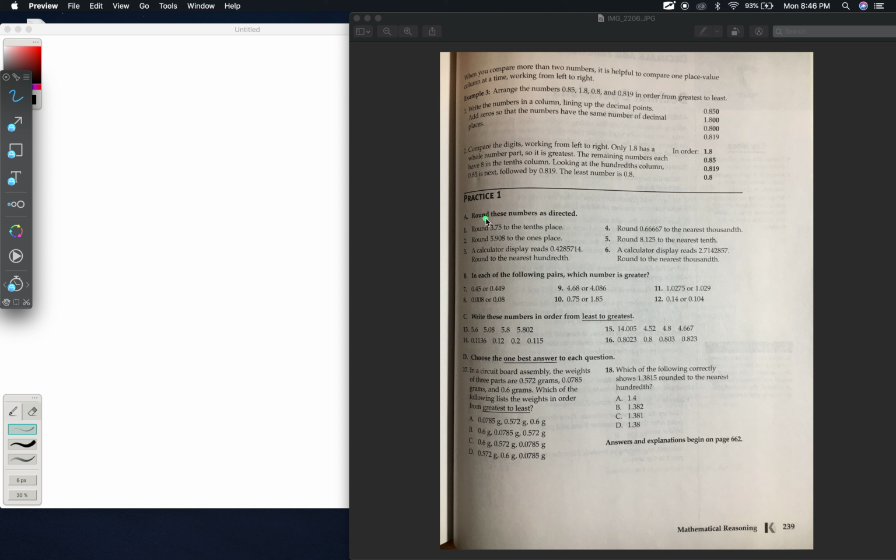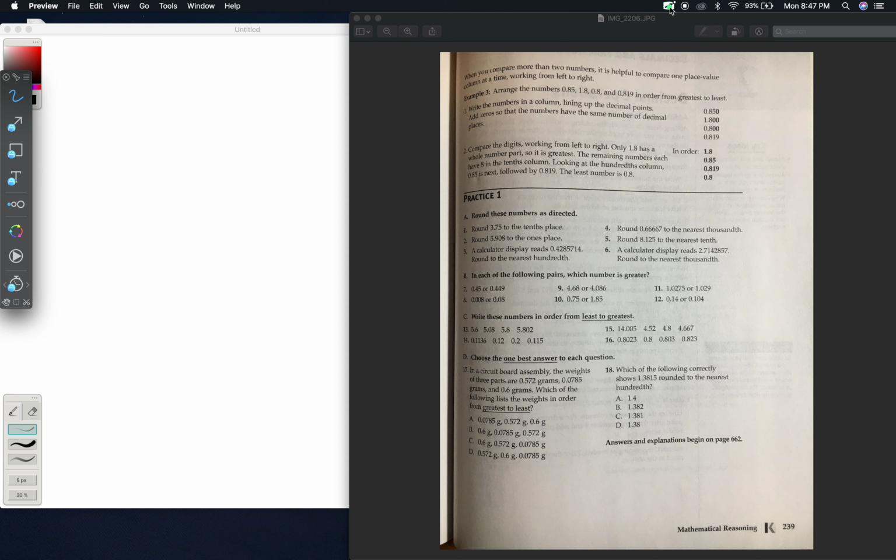Okay, so round these numbers as directed. Round 3.75 to the tenths place. Round 5.908 to the ones place. Okay, these are actually separate questions or problems.